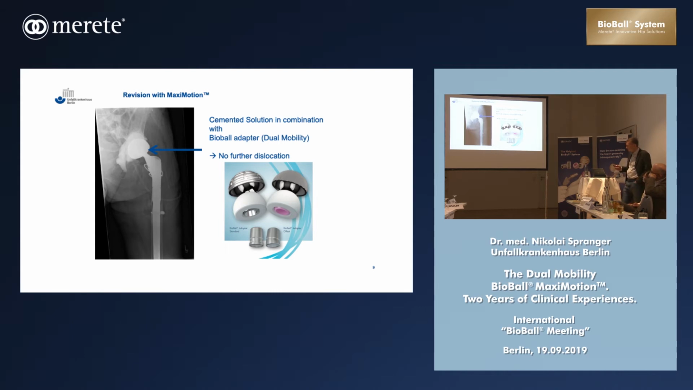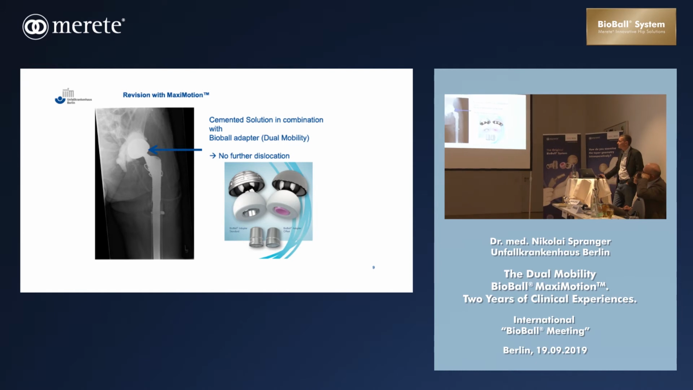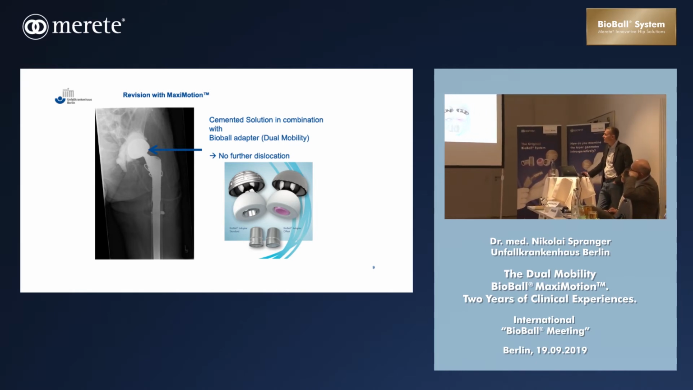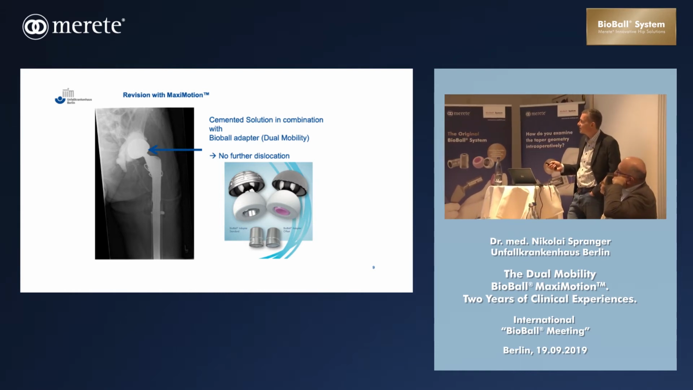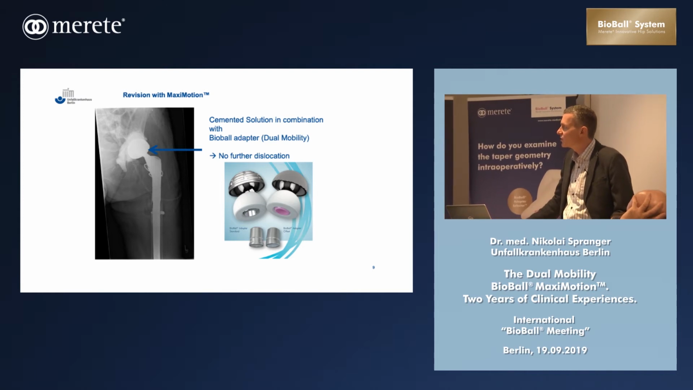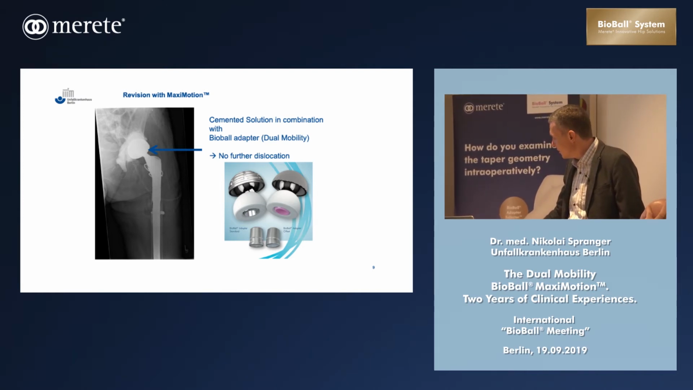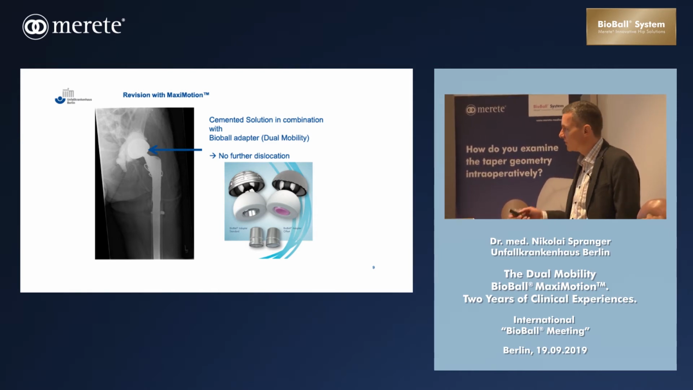Because of all the comorbidity, we did not get rid of the whole cement here because of the risk of bleeding and the duration of the operation time. We just removed this and cemented the cemented cup of the MaxiMotion in, and there was no further dislocation, and the patient was able to walk around a little bit, not functionally very good, but we got rid of the dislocation.